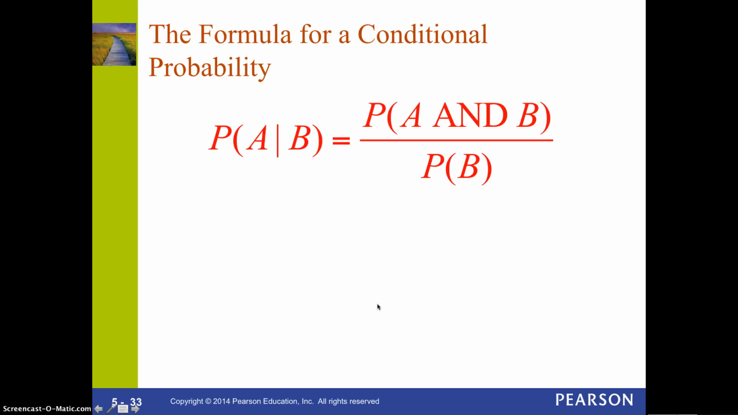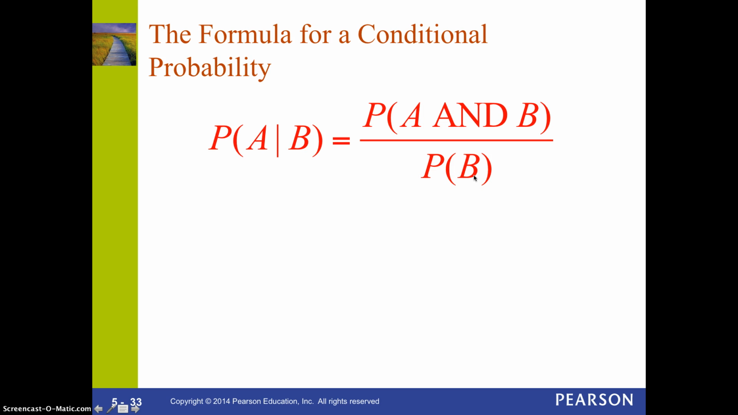In the first part we talked about conditional probabilities, but most of the time we were using a two-way table, or what we call a contingency table. Well, what if you're just given probabilities and not actually given a table to pull numbers from? In this case, we're going to be using this formula here. The probability of event A, given that event B occurred, is the probability that A and B both occur, divided by the probability of B.